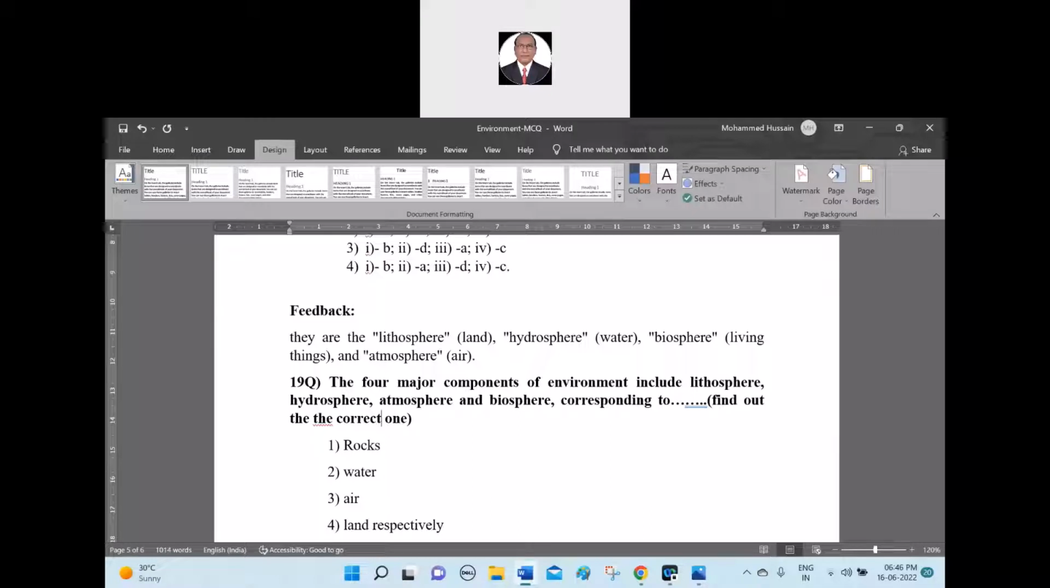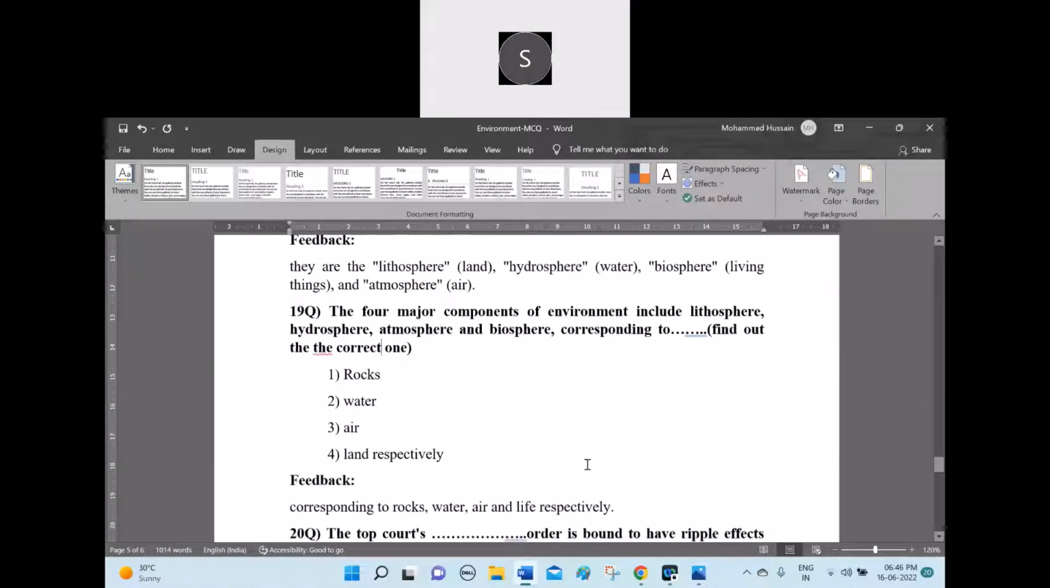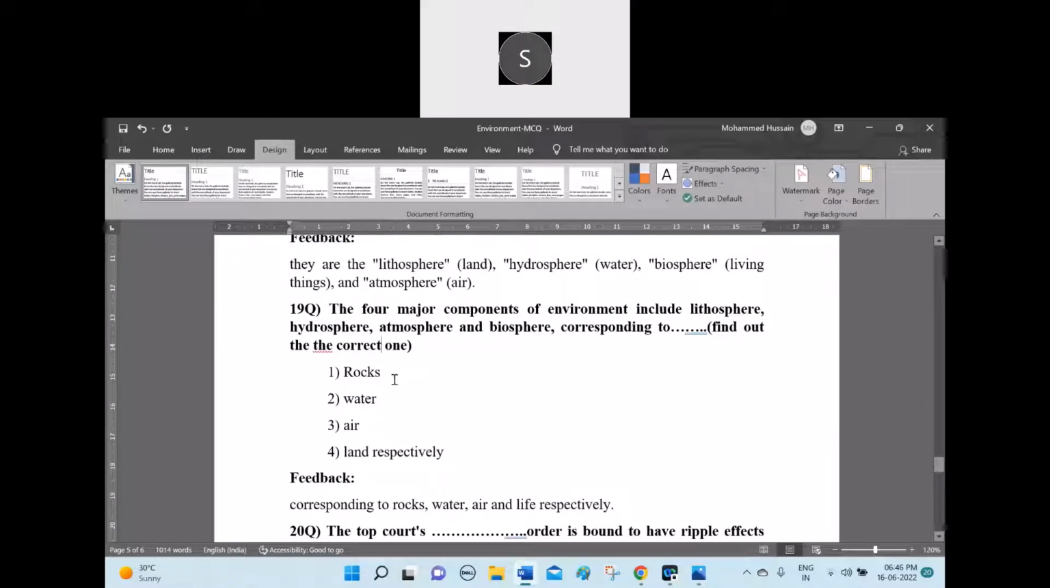Sir, living thing is not there, rocks is there, sir. Yes, you are right. I said land respectively, but here I said life respectively. That means the fourth one is the answer. Yeah, you are right. I did not observe. Which one is the false one? Fourth one. What is the fourth one? Because here it is life respectively. There I wrote land respectively.